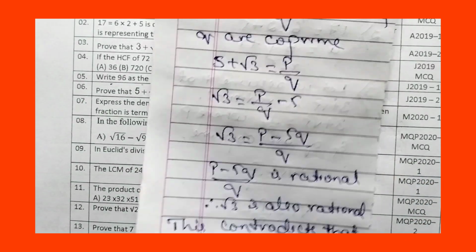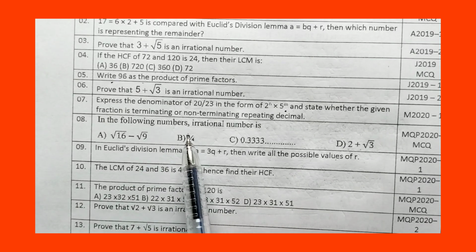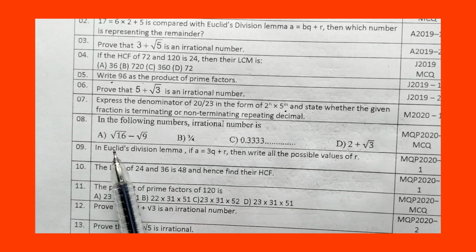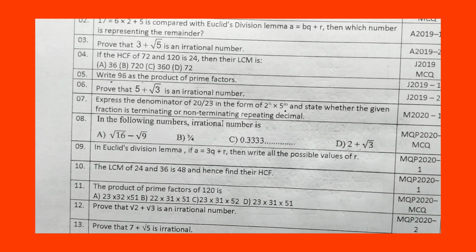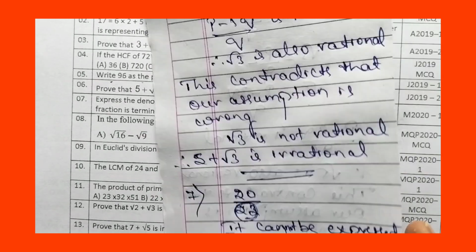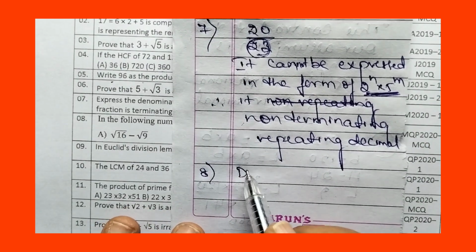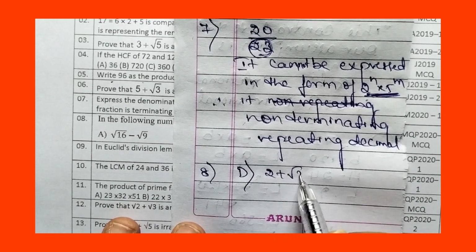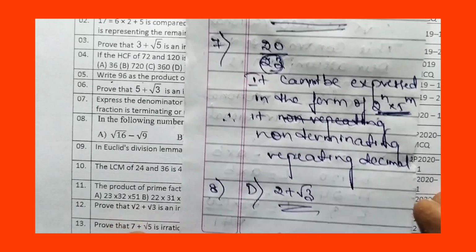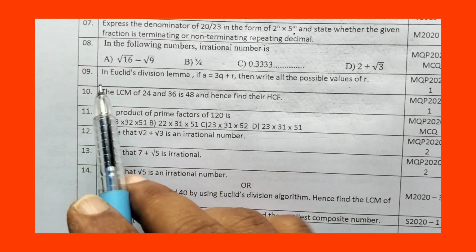So now let us move to the 8th question. In the 8th question: among the following numbers, which one is an irrational number? That is option D, 2 plus root 3. So for the 8th question the right answer is option D, that is 2 plus root 3. It is an irrational number. So now let us move to the 9th question.